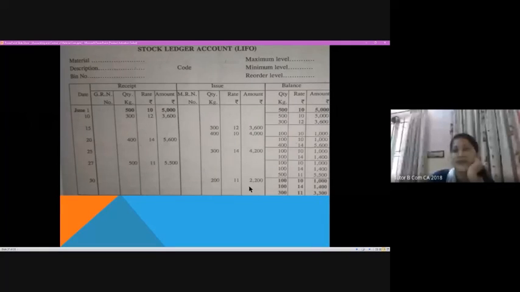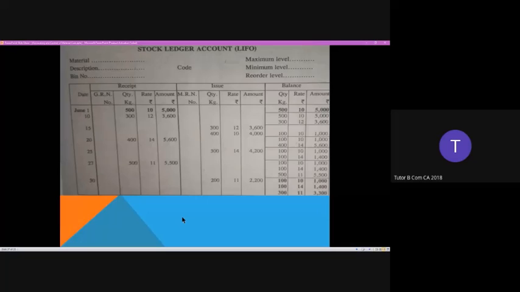Okay, so now we take the stock. We put here stock. The closing stock as on June 30th is equal to 100 at the rate of 10, 1,000. Again, 100 at the rate of 14, 1,400. 300 at the rate of 11. So it would be totally, how much will it be? 5,700. That's it. It's so simple.